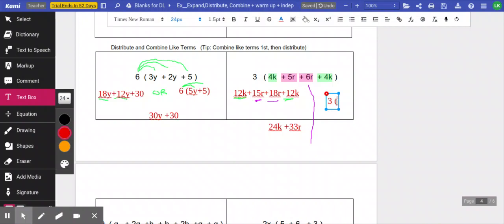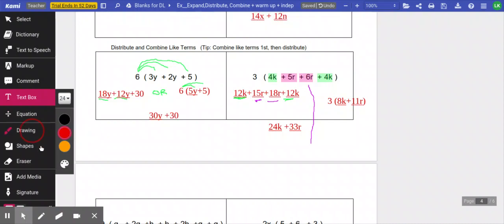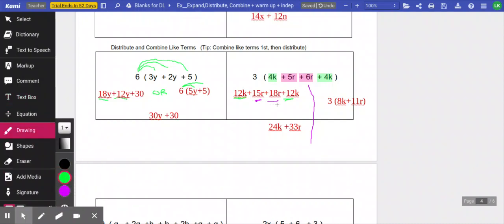So let's go ahead and try that. 4k and 4k would be 8k. There's a plus sign. 5r and 6r would make 11r. Close the parentheses. So everything inside parentheses was just combined. We still kept it in parentheses because we hadn't multiplied it all by the 3 yet. And then I would multiply my 3 by each term inside. So again, 3 times 8k is 24k, and 3 times 11r is 33r. Either way, we get the same answer.